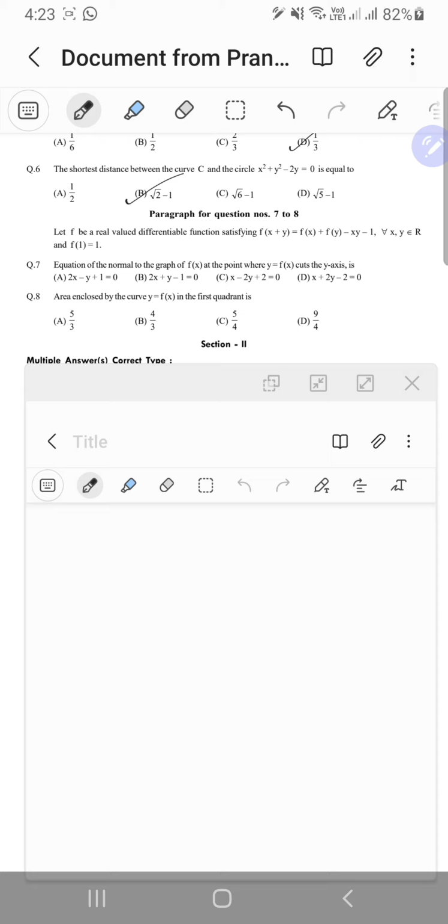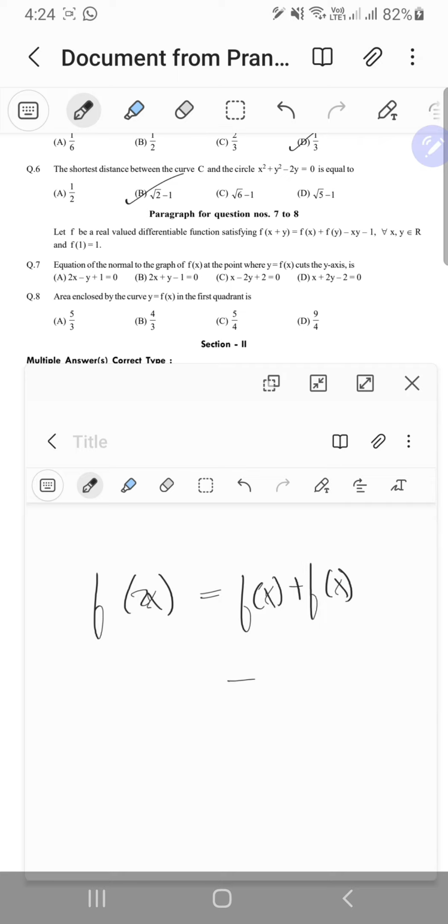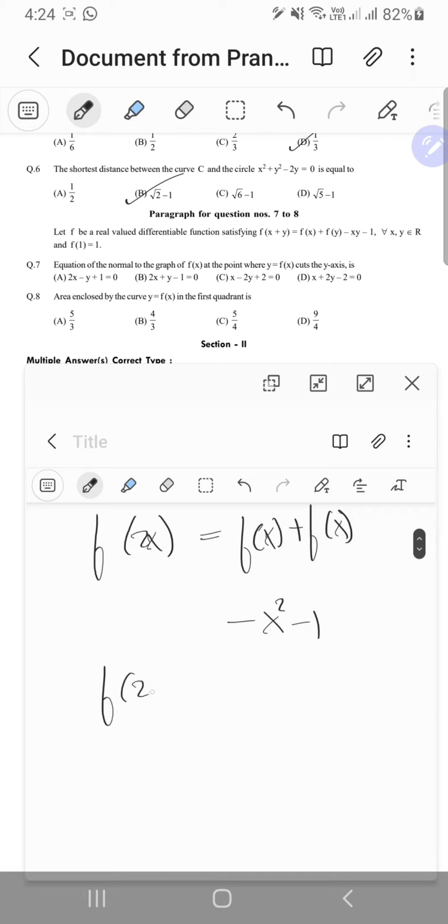Come on, think about it. Well, if this is true for all real values of x and y, we could exploit some kind of special case and get this done. But what? Well, let's say what happens when y is x, right? So it's like f of 2x equal to f of x plus f of x minus x squared minus 1. So it's really just f of 2x equal to f of 2x minus x squared minus 1.